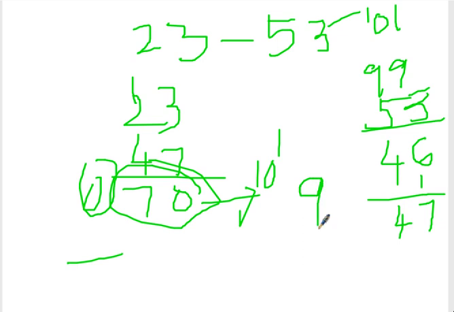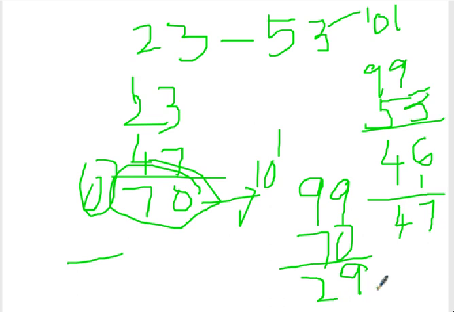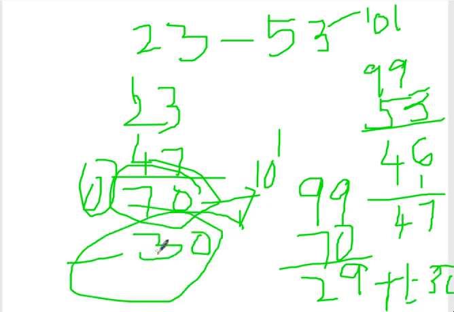Okay, for that again 99, you subtract 70. How much will you get? 29. You have to add 1. Total will be 30. Okay. So the answer is minus 30. So, this is your answer.